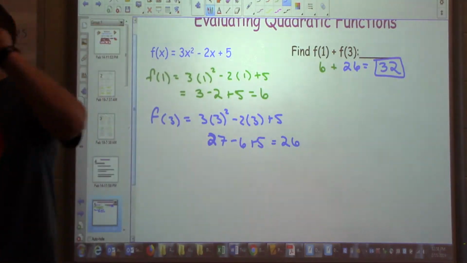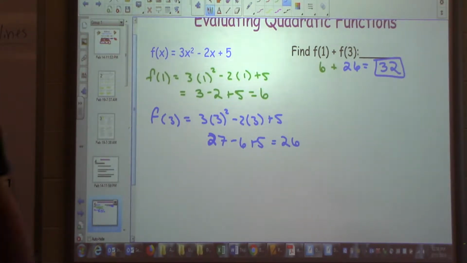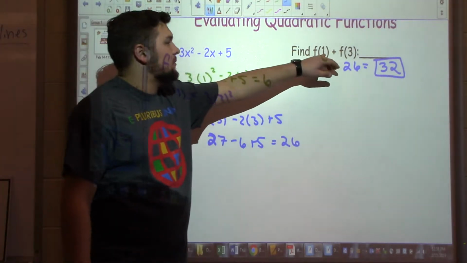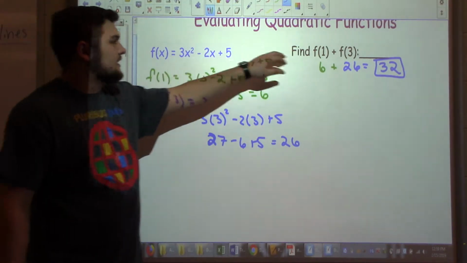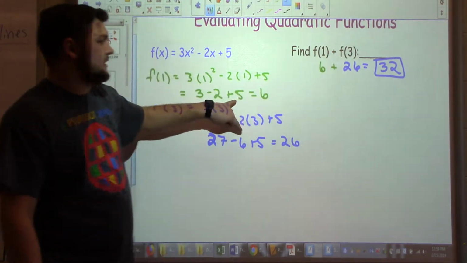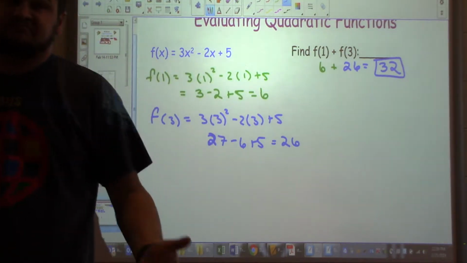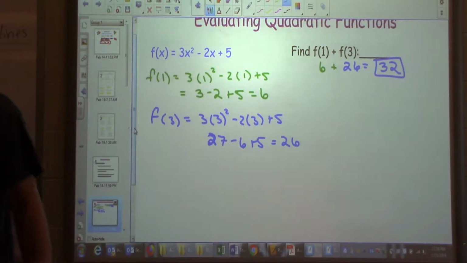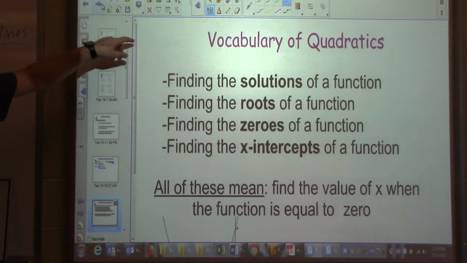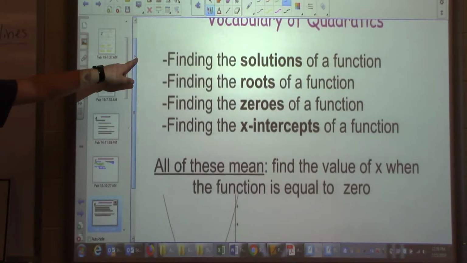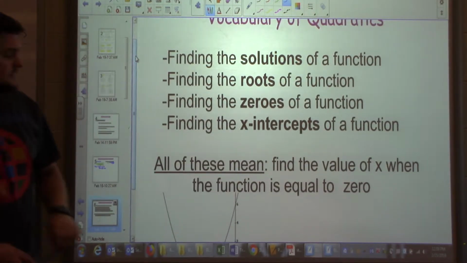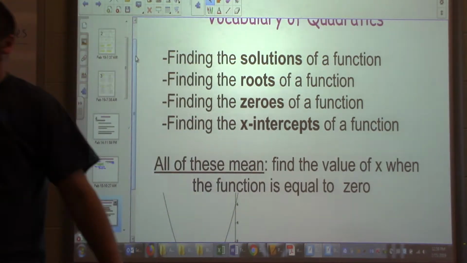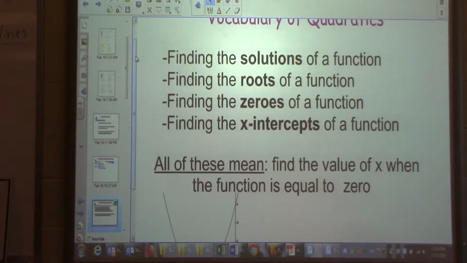So, evaluating quadratic functions is just like evaluating any other function. We take our number, we substitute it in for x, and in this case we find them out separately and add them together. Pretty simple? Check one thing off. We're done with that already. Pretty easy. The next thing you're going to need is a graphing calculator. You will need a graphing calculator for the next part.